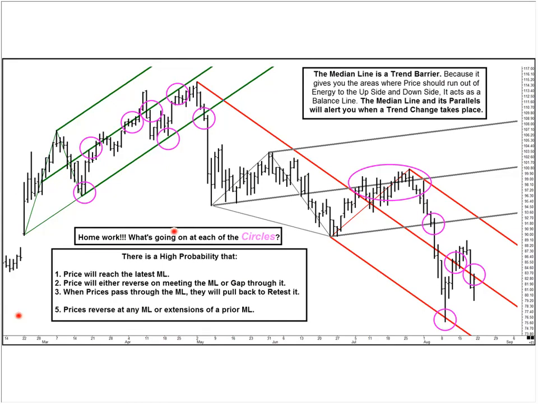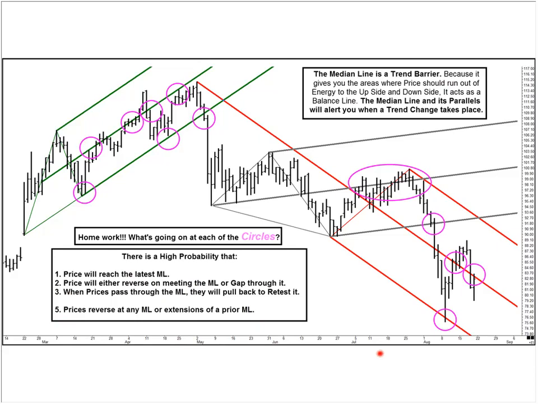Here's the major class rules that we used: 1, 2, 3, and 5. We haven't got to 4 yet, but price will reach the latest median line. Price will either reverse on meeting the median line or gap through it or accelerate, as I said. 3, when prices pass through the median line, they will pull back to retest it. We haven't gotten to 4 yet. 5, prices reverse at any median line or extensions of a prior median line. I'll let you go back and see if you can figure out what's going on in each one of these circles.